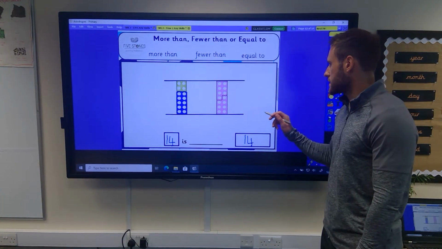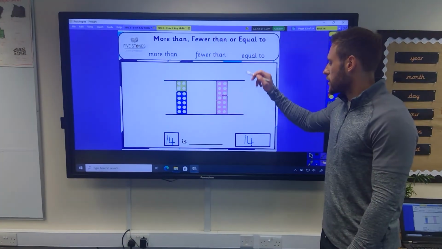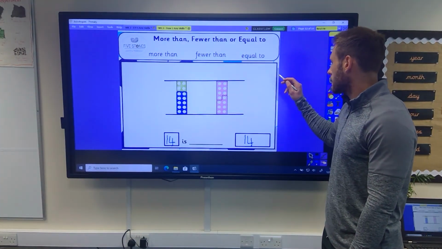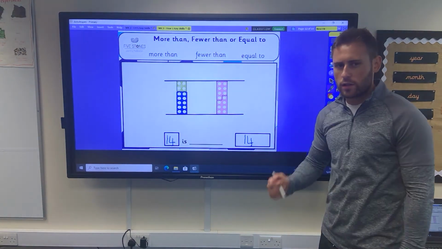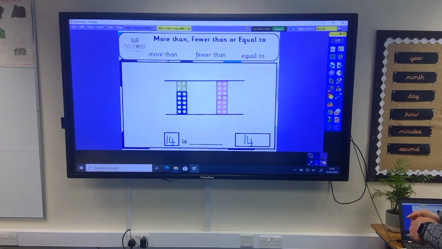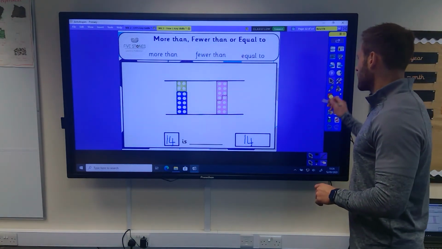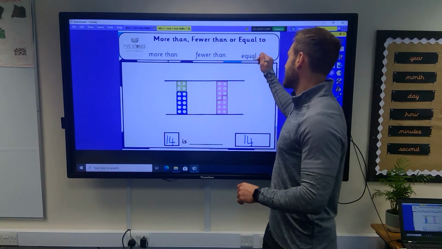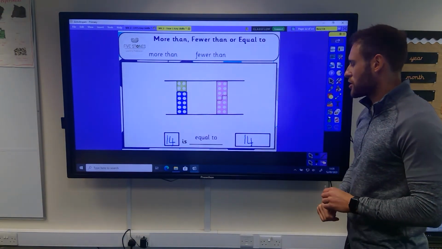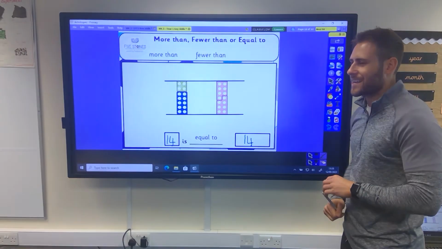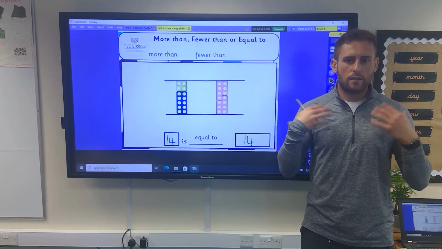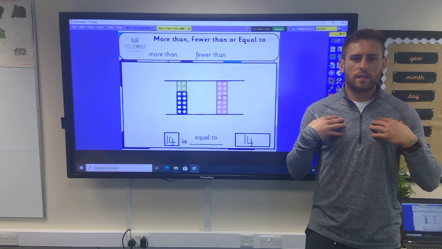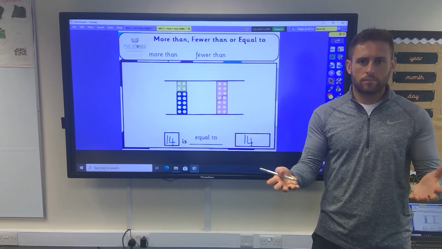So I've got 14 is more than, 14 is fewer than, or 14 is equal to 14. Which one should we use? You figure it out. So great. 14 is equal to 14. Well done. So 14 is equal to 14. Good work.